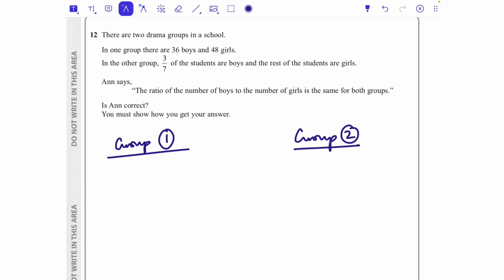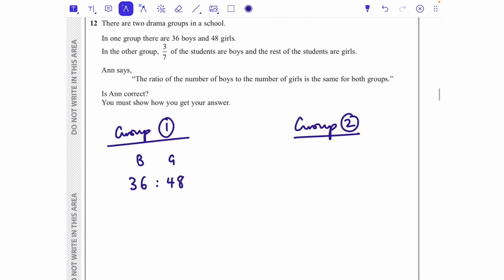So group 1, there are 36 boys and 48 girls. So that's going to be in the ratio 36 to 48. But we can simplify that ratio because they're both in the 12 times table, a bit like fractions with ratios. As long as you divide both parts by the same, it keeps it equivalent. So dividing this side by 12 and dividing this side by 12, because they're both in the 12 times table, I get 3 to 4. That was the biggest number we could have divided by. We've got straight to the simplest ratio that we could write it as there.